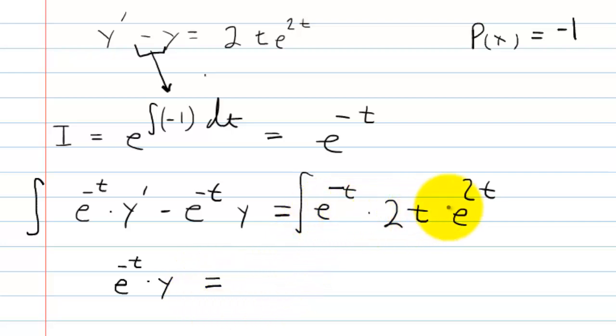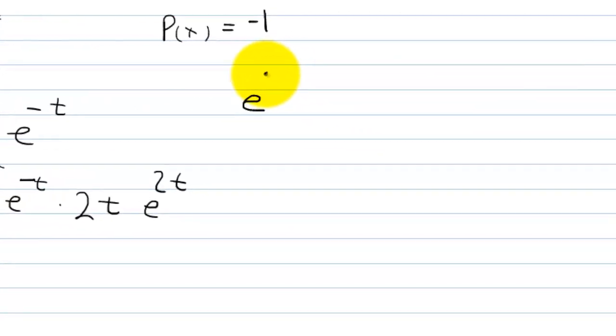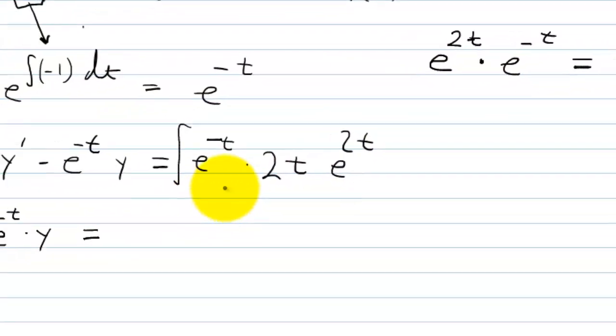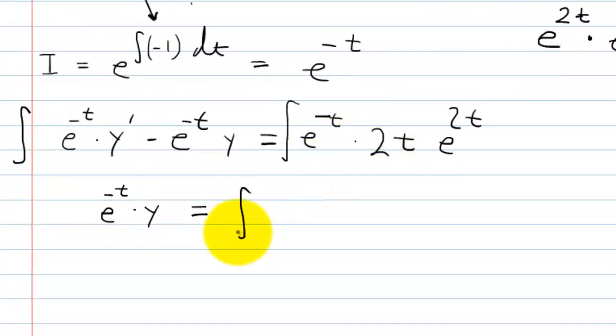And now here, we need to take the integral of this side. So let's see. Now here we have e to the -t, and then we have an e to the 2t. So that can actually be rewritten. If we have e to the 2t times e to the -t, that is equivalent of saying e to the 2t minus t, which is just equal to e to the t. So we're going to have the integral of 2t e to the t dt.